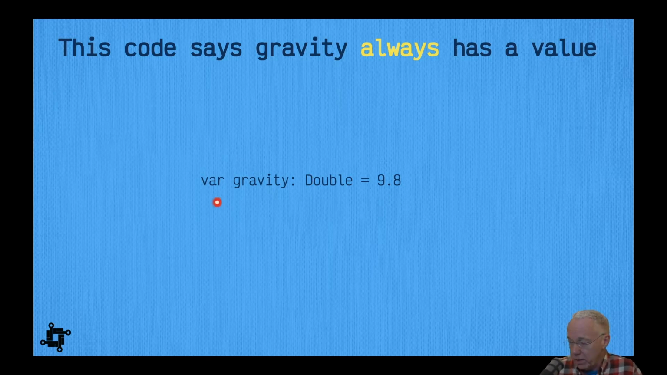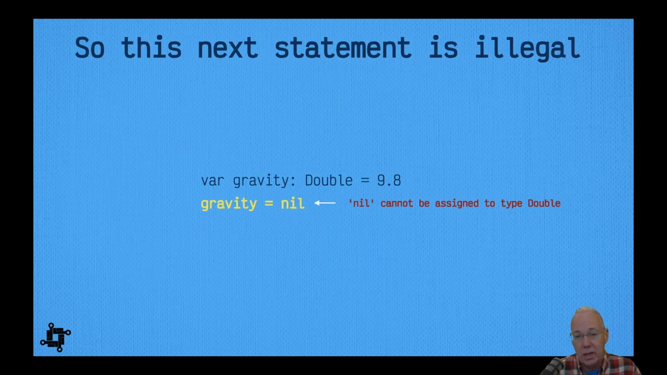Now, because it's a var, we could change that value later to a different value, but it will always have a value. And in fact, this next statement is illegal at this point. In other words, we can't set gravity to empty. We can't take that number that's in the box, take it out, throw it away, and leave an empty box. We can't do that because gravity is not an optional, and therefore it always has to have a value.